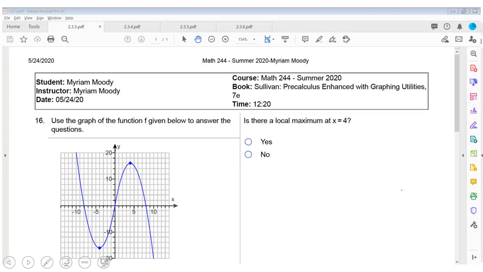Let's look at this next one. They would like to know, is there a local maximum at x equals 4? Well, x equals 4 is here, and they want to know, is this point considered a local maximum? Now, understand something by the definition of a local maximum, right? We're looking at a particular open interval.